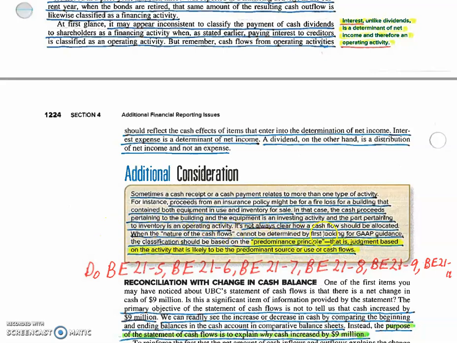It's not always clear how a cash flow should be allocated when the nature of the cash flows cannot be determined by first looking for GAAP guidance. The classification should be based on the predominance principle, that is, judgment based on the activity that is likely to be the predominant source or use of cash flows.